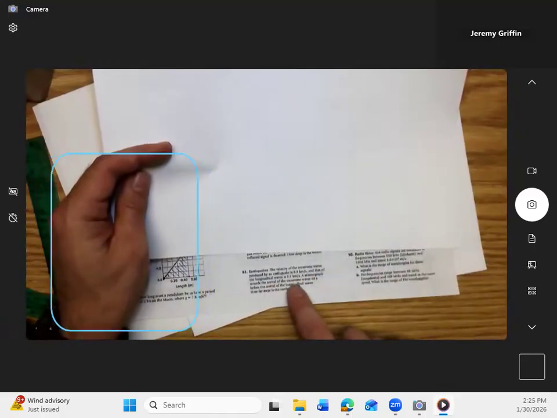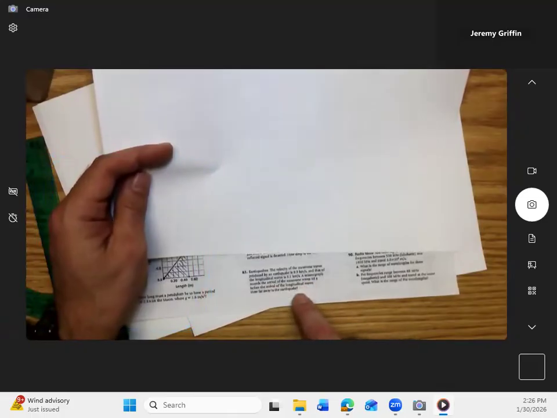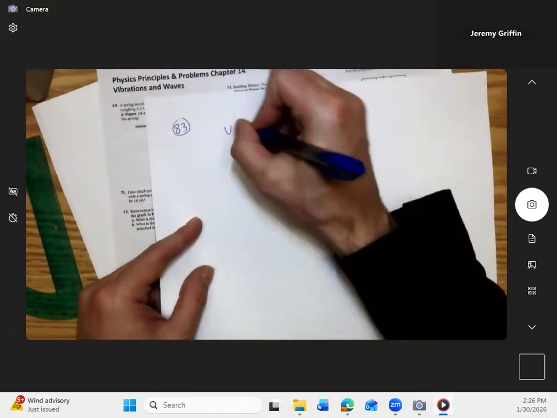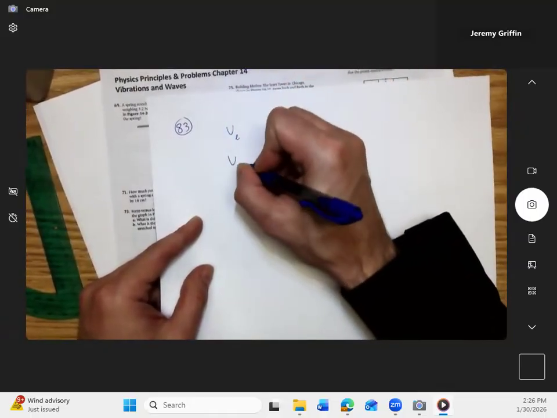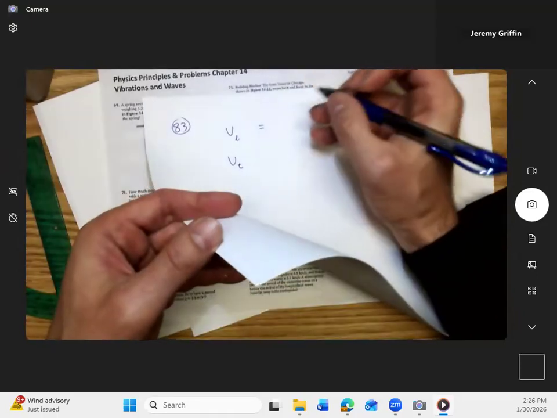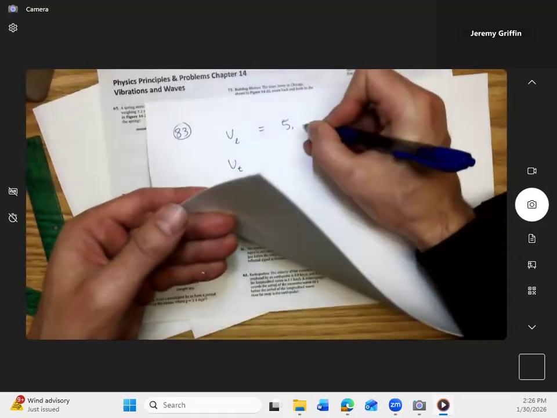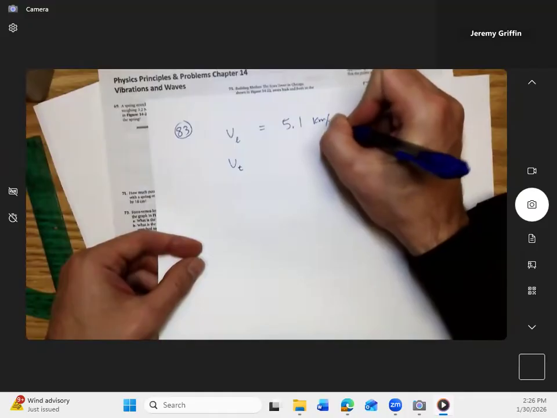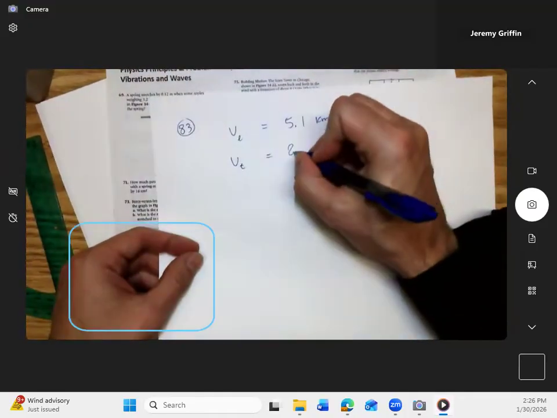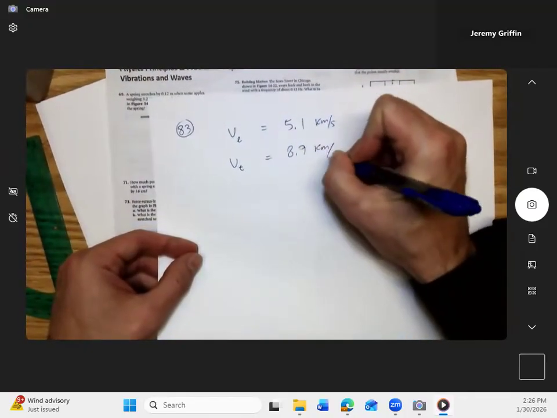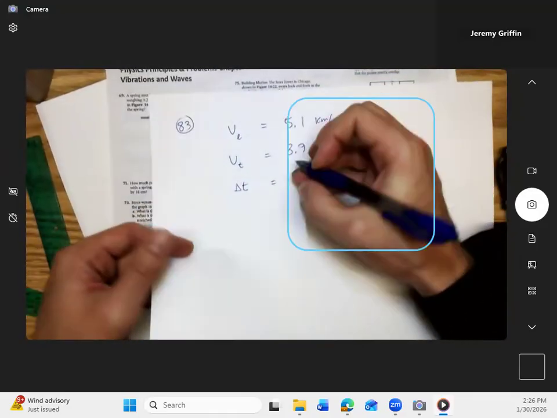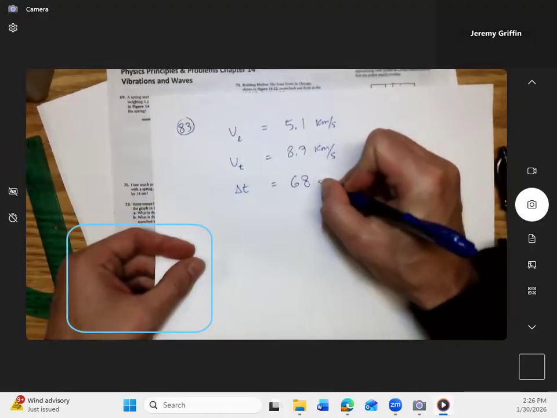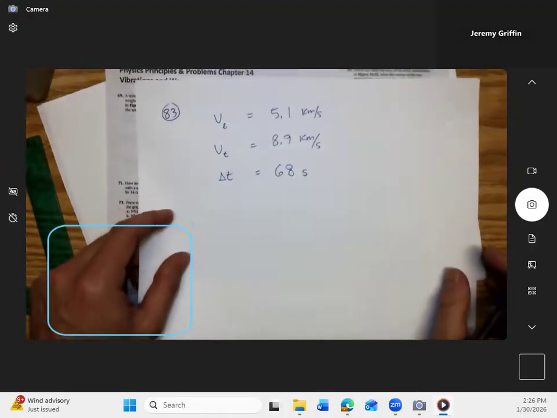A seismograph records the arrival of one wave 68 seconds before the other wave. How far away is the earthquake? I'm going to switch them just so it matches my example from yesterday. Longitudinal is 5.1 kilometers per second. Transverse, let's call it 8.9 kilometers per second. And we got a time interval, call it delta t, a time gap of 68 seconds. So how far away is the earthquake?